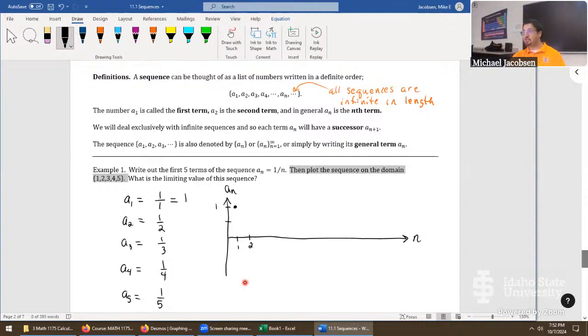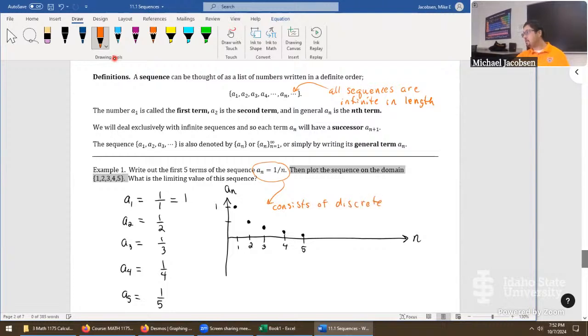But first, we're plotting the sequence, so let's not forget to actually plot it. Notice our function is not a connected curve any longer. We have discrete points in our graph. So a_3 gives us a third. This is going to be slightly hard to put down perfectly, so I'll just sort of fudge it. a_4 is going to be a quarter, so about here. a_5 is a fifth, so right about here, roughly. So this is our sequence. And again, observe that the function a_n equals 1 over n consists of discrete points.